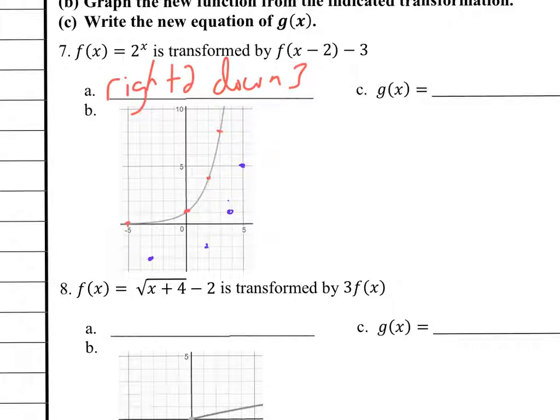Now I play Connect the Dots. It's a fun little game that you got to play back in kindergarten. Aren't you living the old glory days of kindergarten when life was so much easier? All right, there we go. There's the graph. So now I have to write the equation.